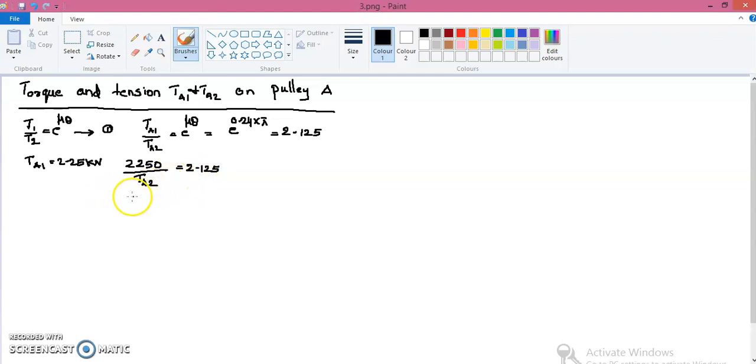So from this I can calculate this value, TA2, tension acting on the slack side of the pulley A, that is equal to, I'll get it as 1058.6 Newton. This is the tension acting on the slack side of the pulley A. So we have the tension on the tight and the slack side.